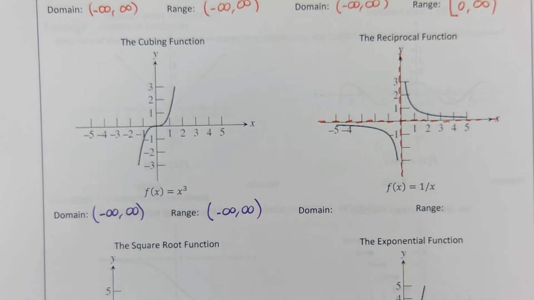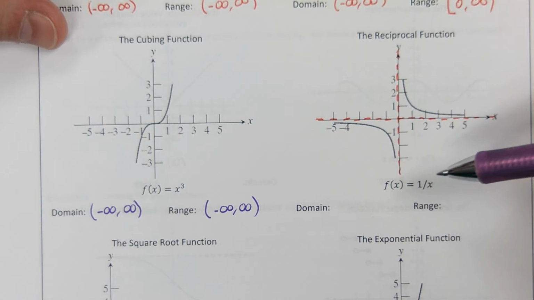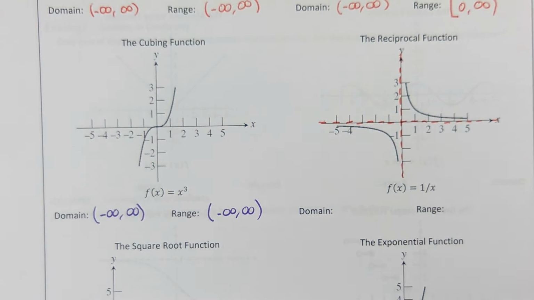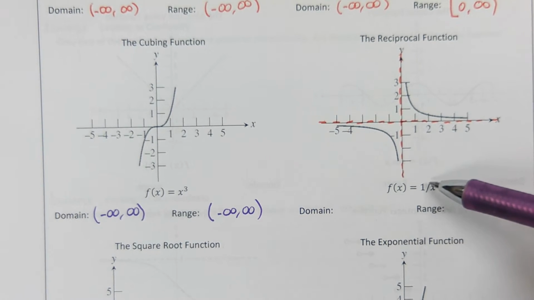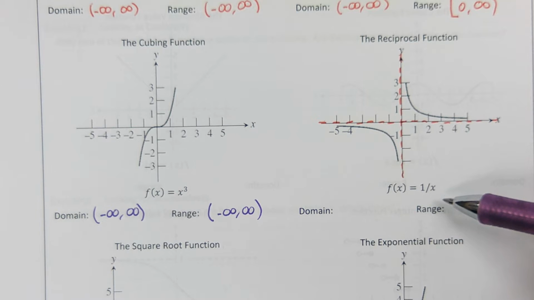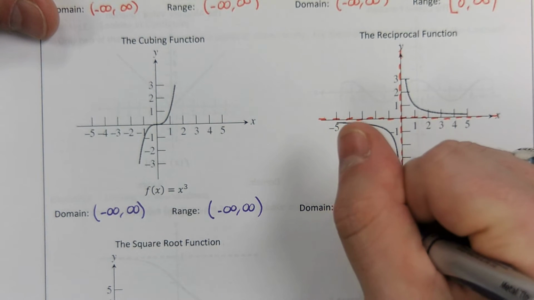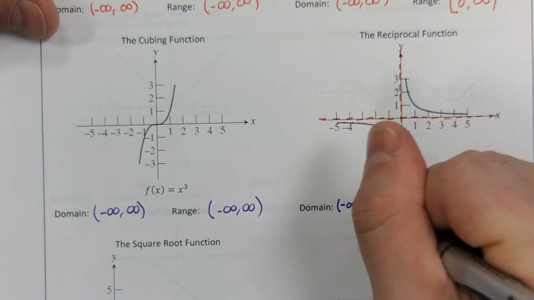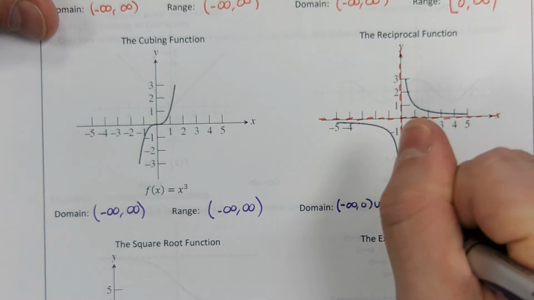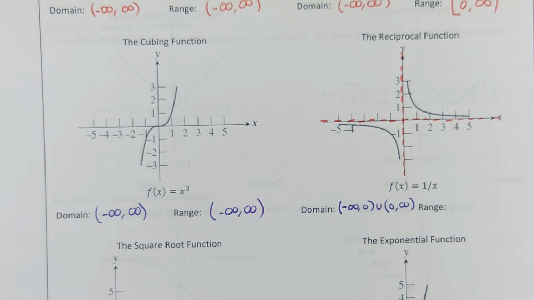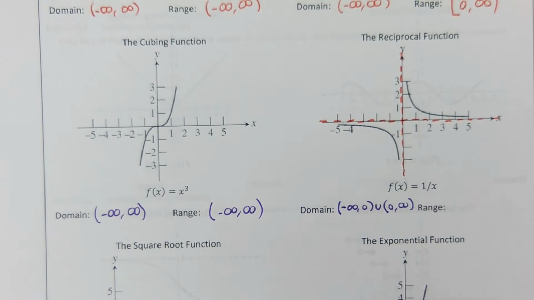So its domain is going to be every number except for 0, because you can't divide by 0. And its range is going to be every number except for 0, because a positive number divided by anything you could think of will always be a number that's not 0. So the domain and range are identical.